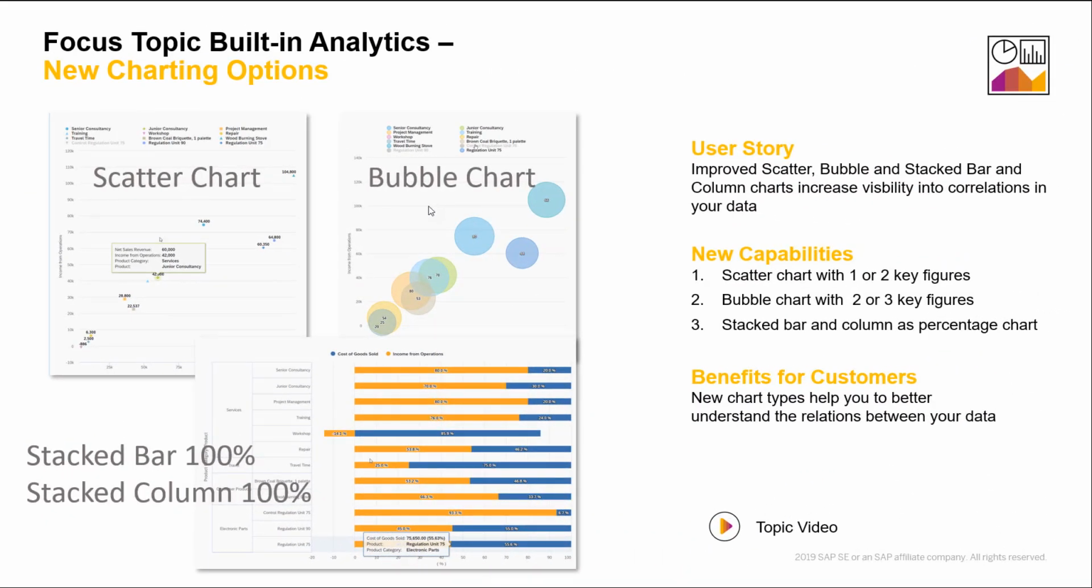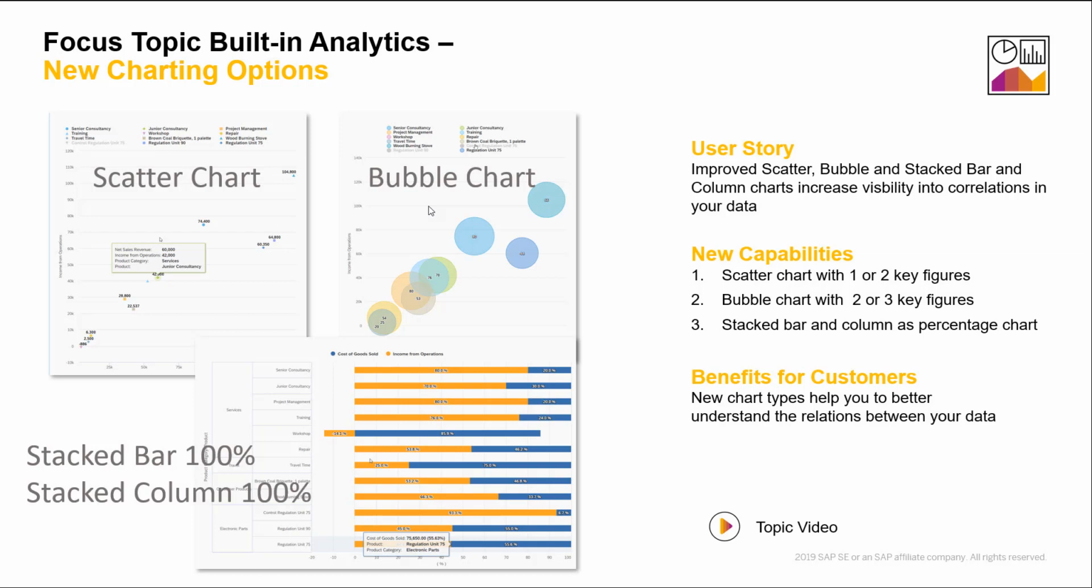In the current release, you will benefit from charting improvements which help you to better understand correlations between numeric values. Imagine you want to balance the growth of your business on the one hand and the profit margins on the other hand. In this case, it's extremely helpful having chart types which can handle multiple key figures. In those cases, scatter and bubble charts are ideal.